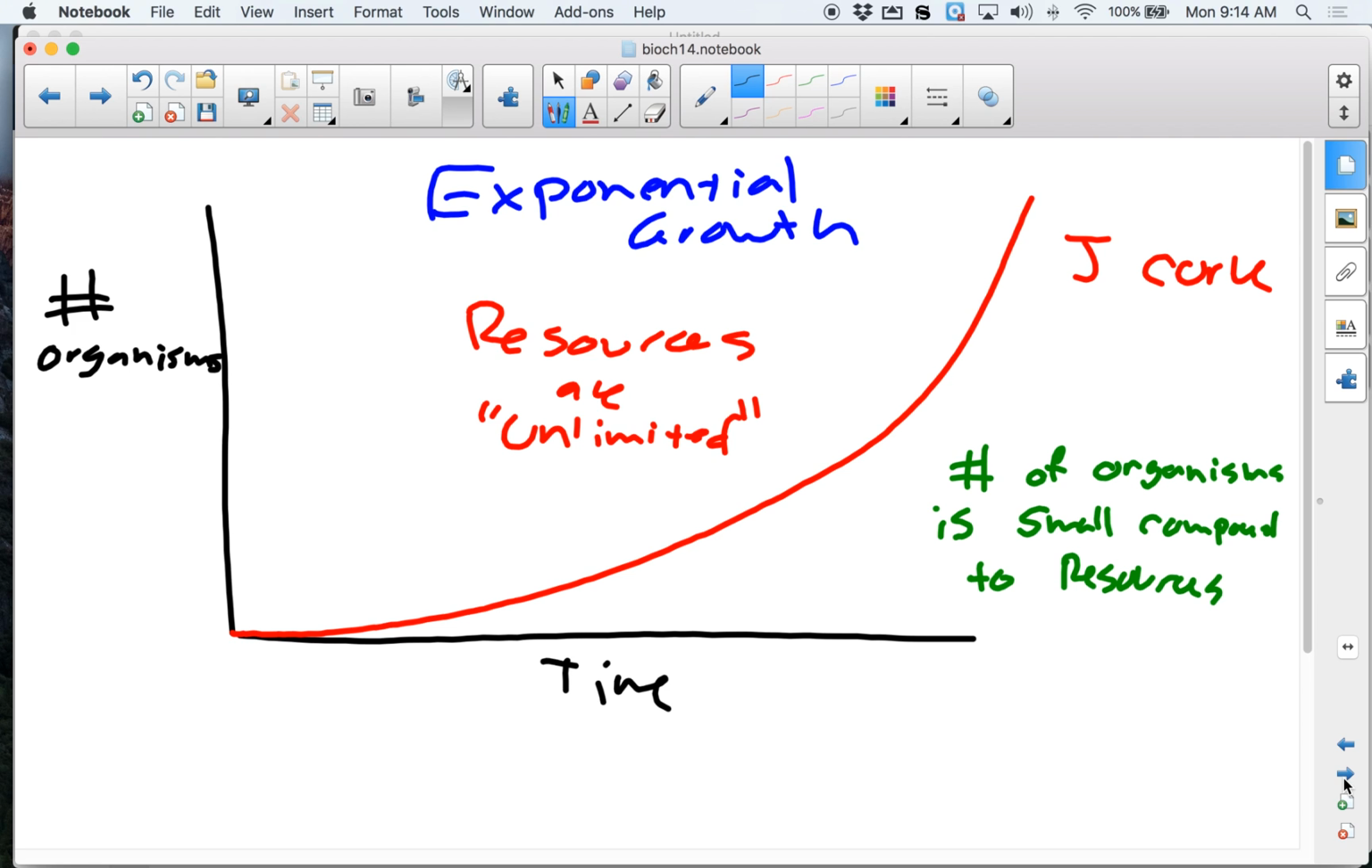So, because we change the environment, right, so that, and here we say resources, basically people didn't die as much, we see this exponential growth in the human population over that little bit of time. We tend to see exponential growth when the number of organisms is small compared to the resources.